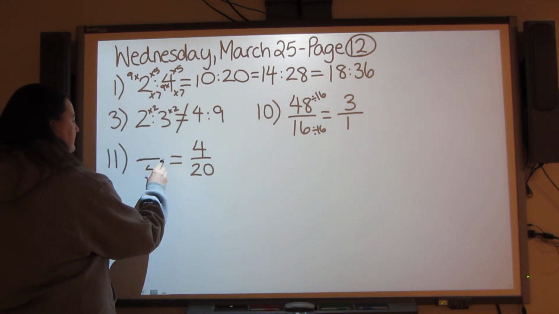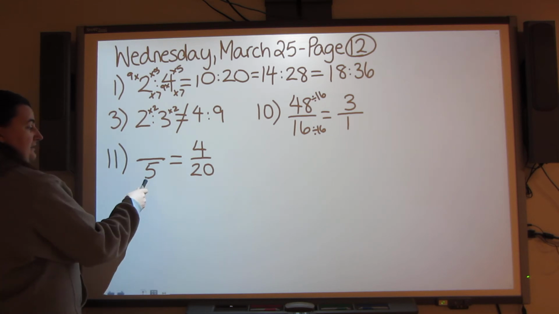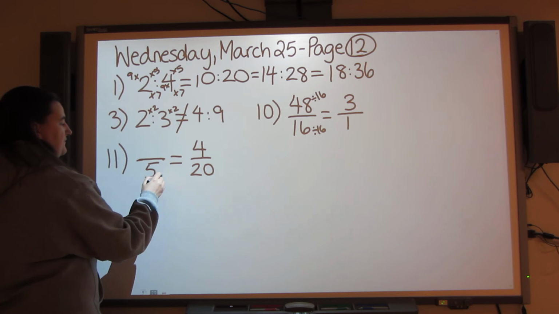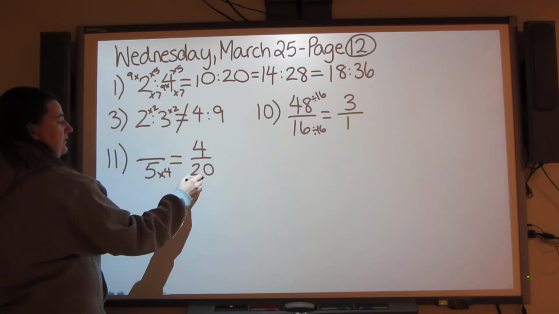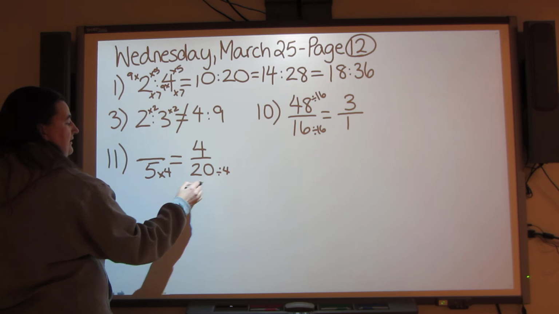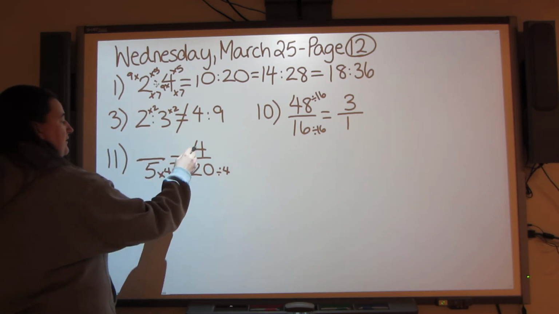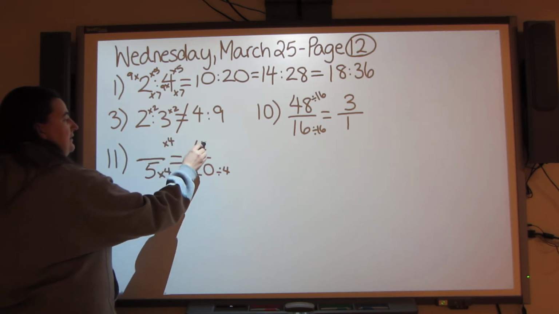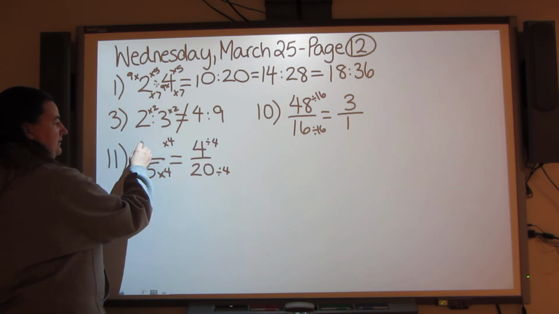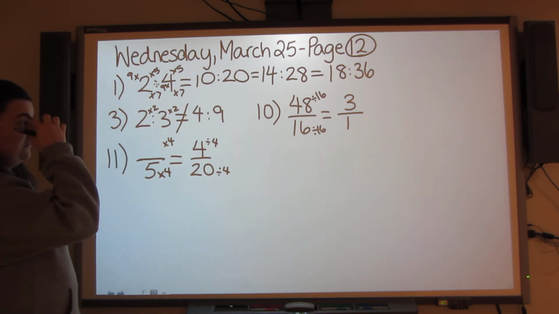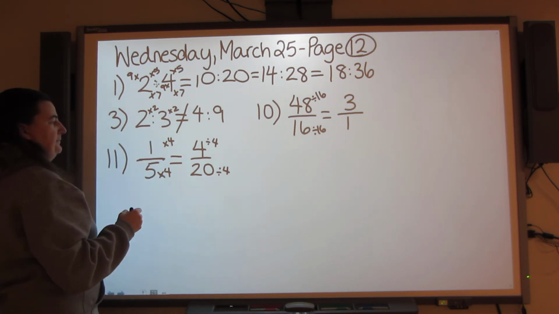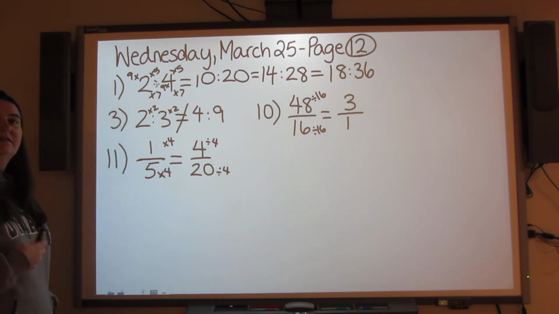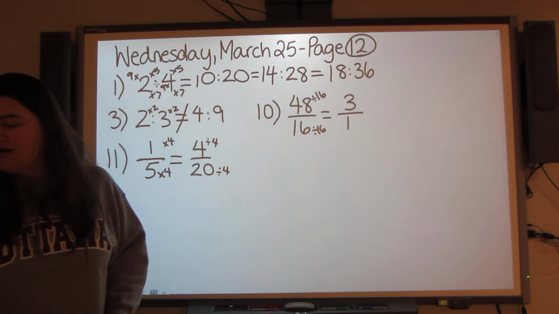So, how do you turn 5 into 20? What's the relationship there? 5 times 4 is 20, or 20 divided by 4 is 5. So something times 4 will be 4. 4 divided by 4 will be my something. So 4 divided by 4 is 1. 1 times 4 is 4. So your x is 1. Let's try another one of those.